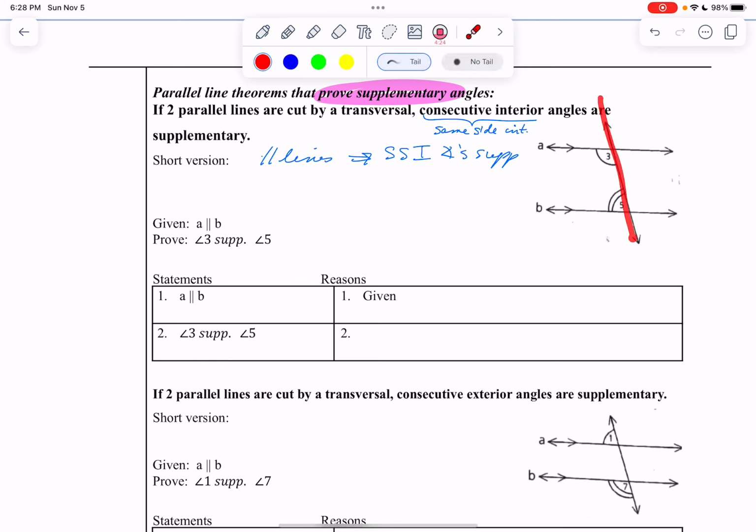Now, what does that look like? Here's my transversal. These angles are on the same side. They're both on the left side. Here are my two parallel lines. Those are both in between or inside my parallel lines. That's how I know that these are same side interior angles.